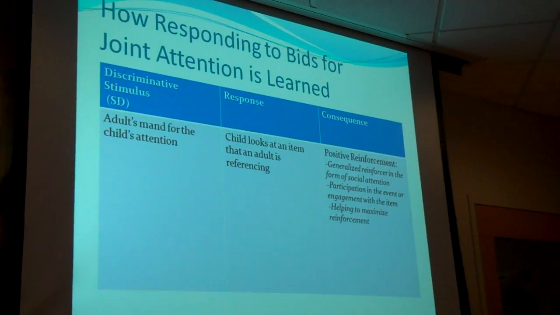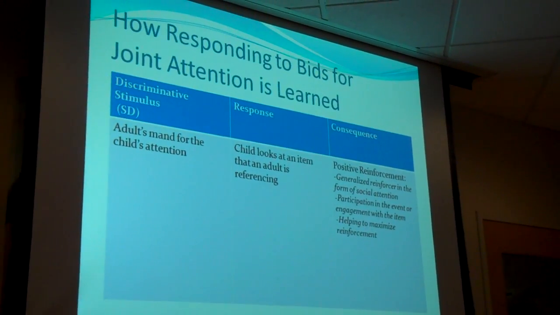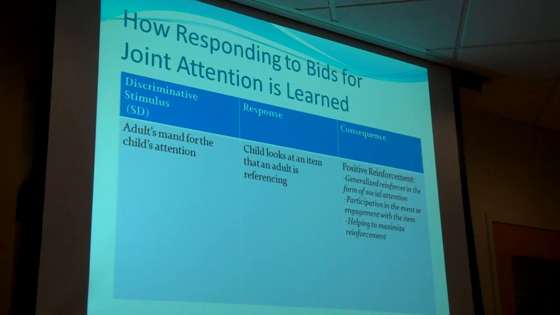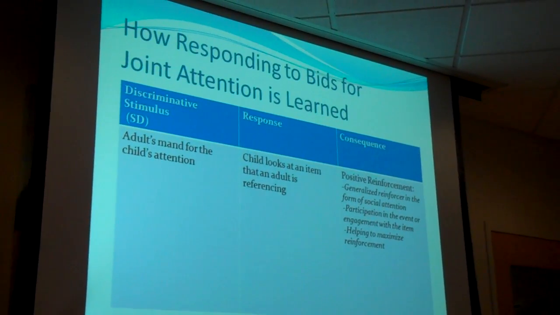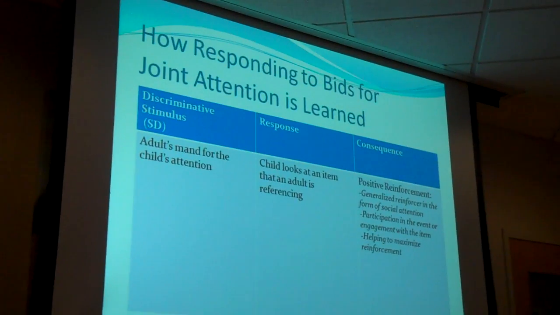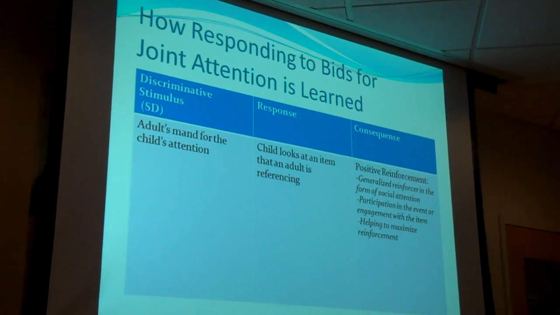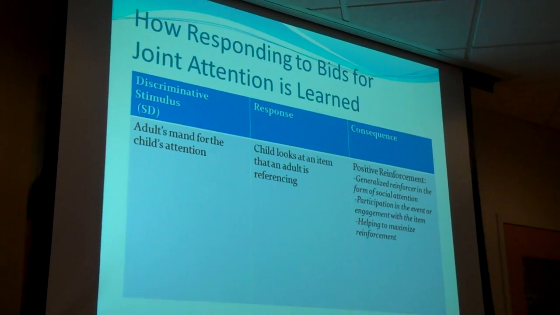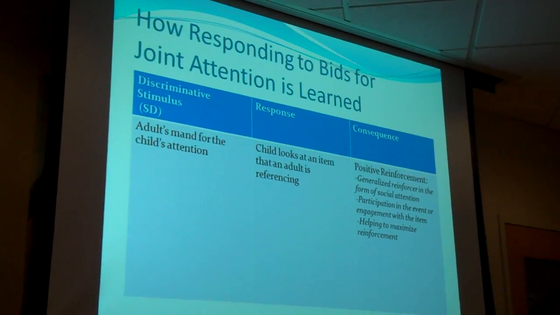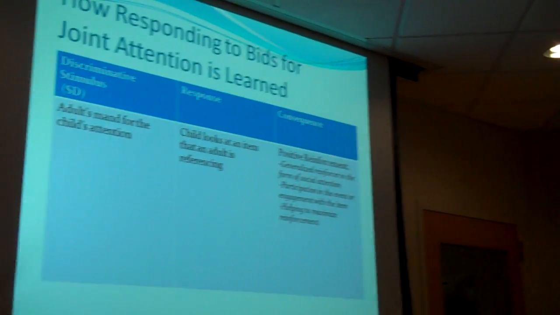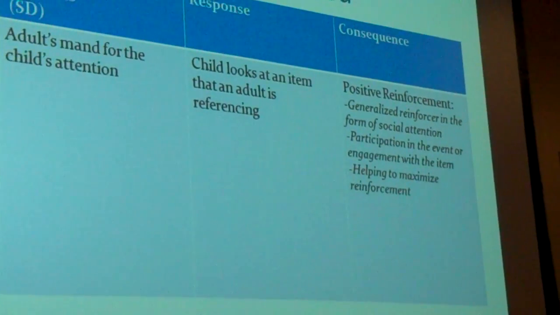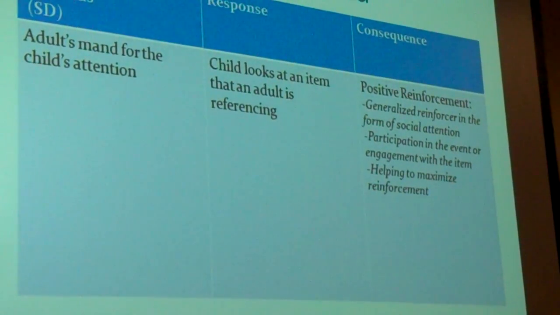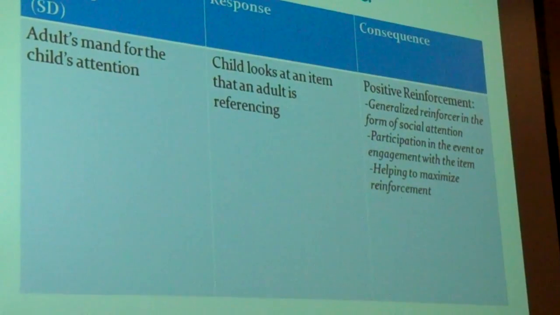Now to show some examples of responding to bids for joint attention. The difference here is that while in the other example we talked about a motivator, here we're going to talk about what's called a discriminative stimulus, or an SD, which is essentially some sort of instruction that an adult puts in prior to, or some sort of interaction that the adult is actually initiating. So it could be an adult's demands for the child's attention. So again, they're asking for that child's attention: hey, look over here.